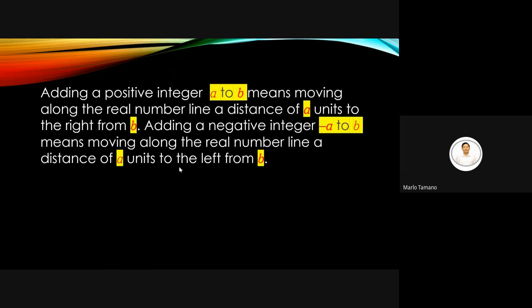Now, adding a positive integer a to b means moving along the real number line a distance of a units to the right from b. Adding a negative integer, negative a, to b means moving along the real number line a distance of a units to the left from b.